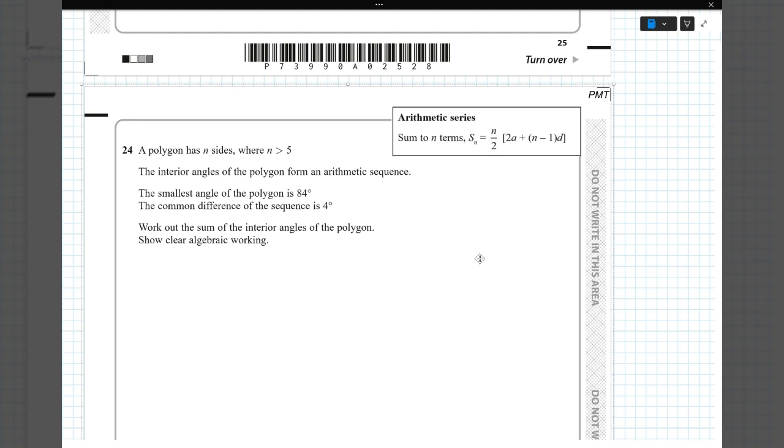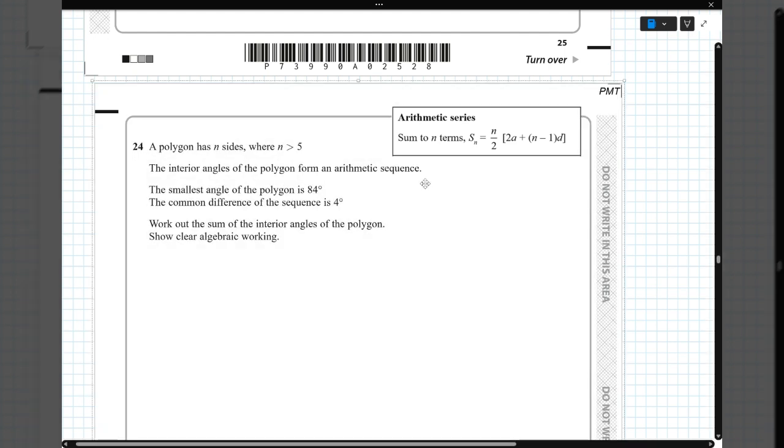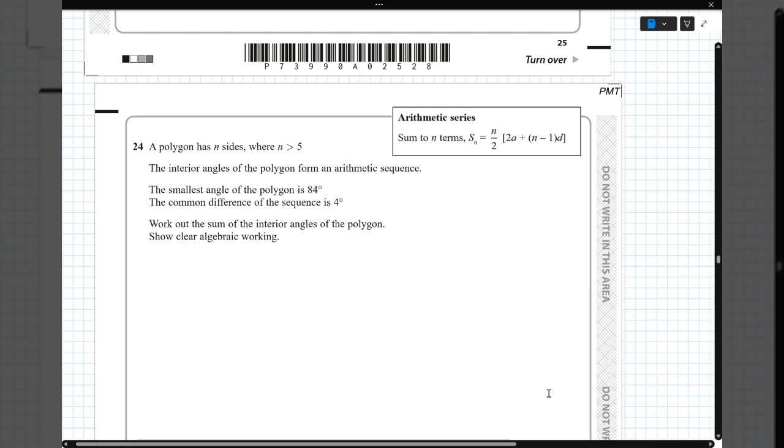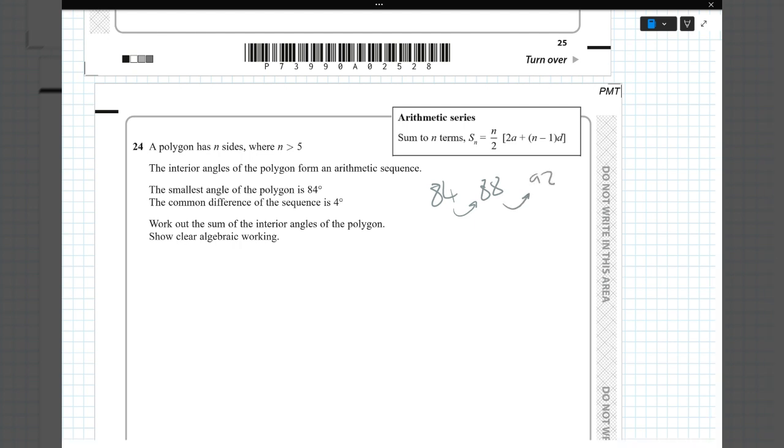The smallest angle of the polygon is 84, and then the common difference is 4. So the next one's 88, the next one's 92, so on and so forth.